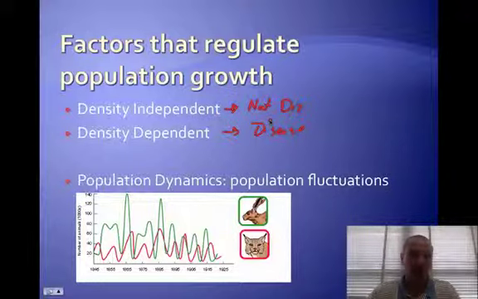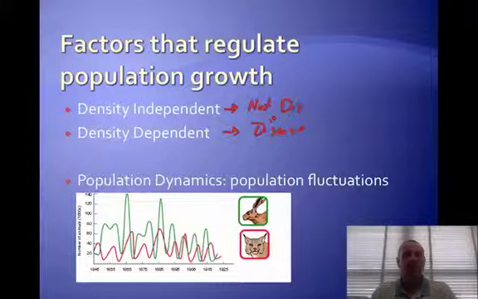For example, when you're in a more densely populated area, disease spreads more quickly than it does in a less populated area. That's why a lot of us didn't get sick until we went to school, when we started being around all those snotty-nosed brats, right?